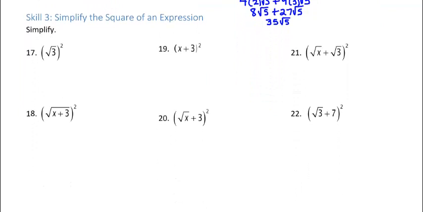The next skill continues with radical expressions, but now it looks at simplifying the square of an expression. Number 17 is to square the square root of 3, and that is simply 3. So here we're applying the fact that the square root of x squared is just simply x. The square root of x plus 3 all squared is just x plus 3.